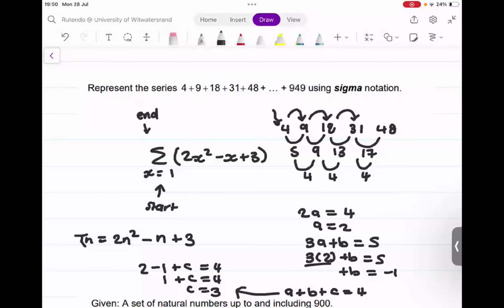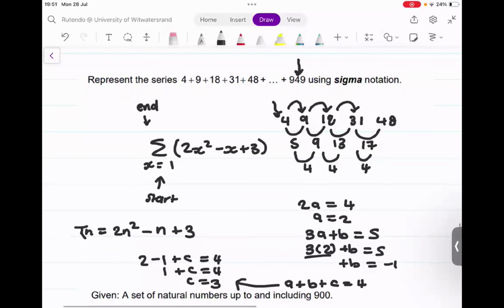Right. And then they tell us it ends at 949, right? So is there a way that I can find out what term number that is? How can I find that? Can you guys find that for me? As you test to see if you've been paying attention.